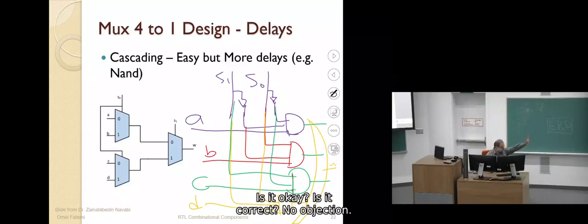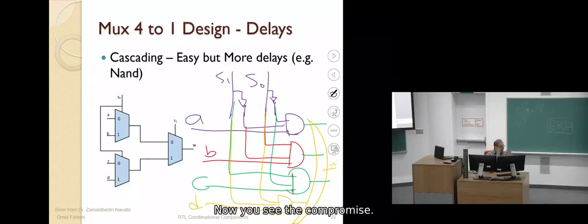Is it okay? Is it correct? No objection. Okay. So we designed it. But this is much better because it has two levels of gates. Let's say it is about 10 nanosecond delay instead of the 20 nanosecond when we had cascade. So why not use this later in our components? So we put this in our bag. And using this, we could build, let's say, an 8-to-1 multiplexer or whatever.